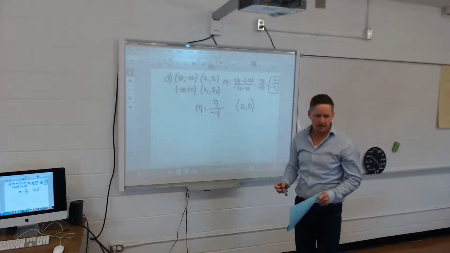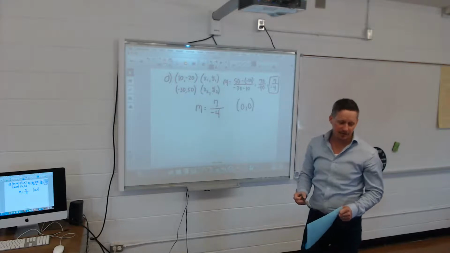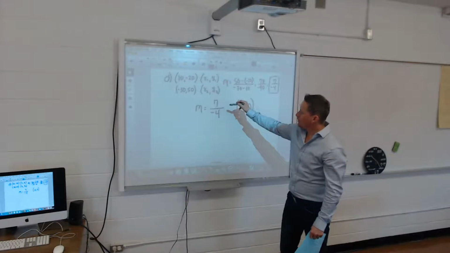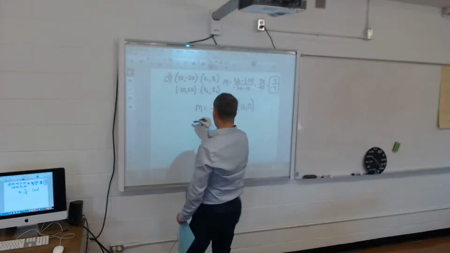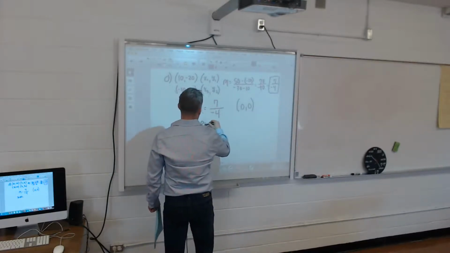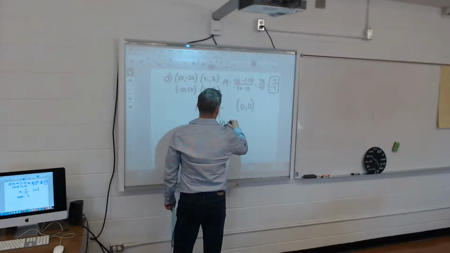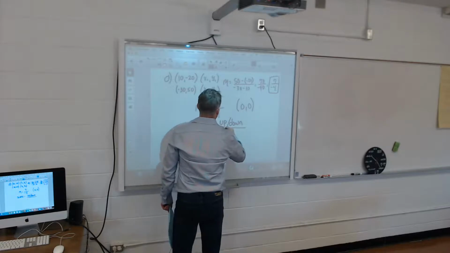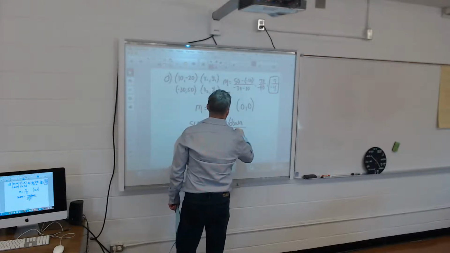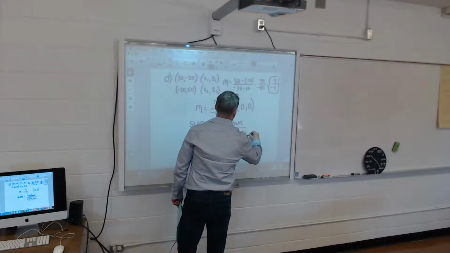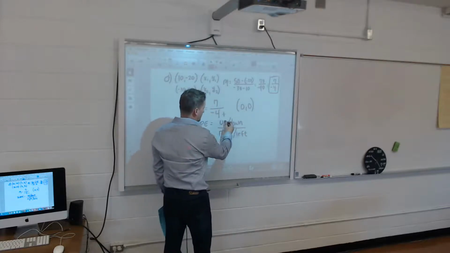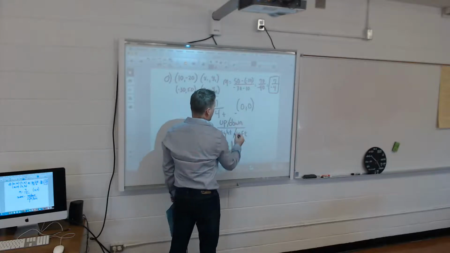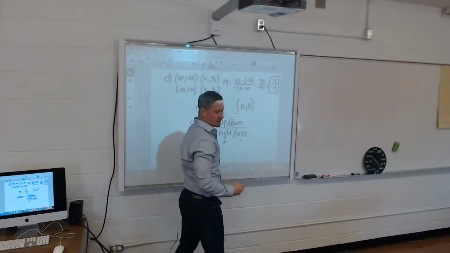Left. All right. Say it with some confidence because you got it right. Left. Left 4. That's right. So when it comes to slope, I put this on the board the other day. The top tells you if it's up or down. The bottom tells you if it's right or left. If it's positive, it goes up. If it's positive, it goes right. If it's negative, it goes down. If it's negative, it goes left.